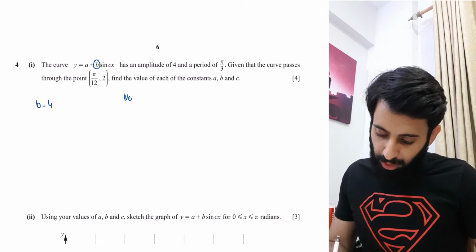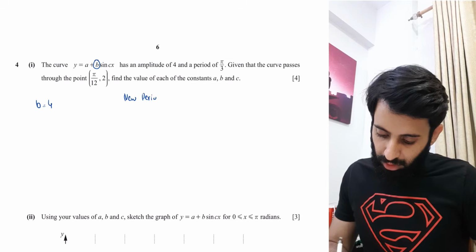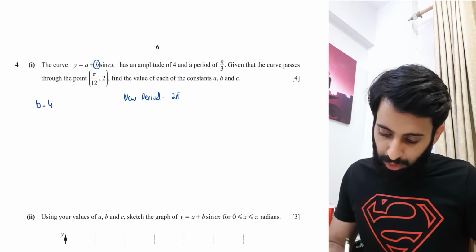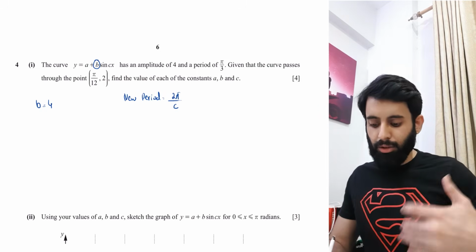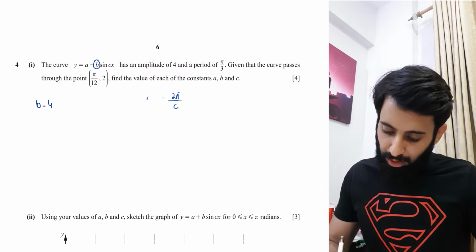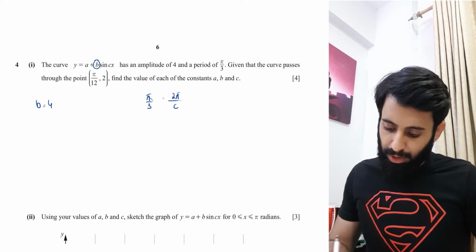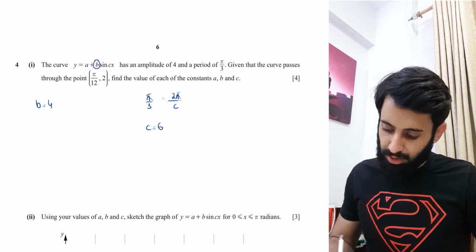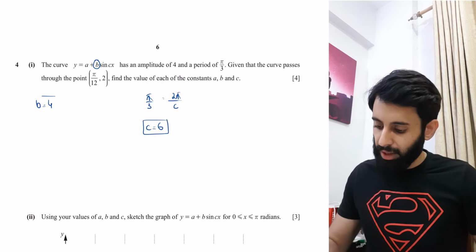So the new period is going to be worked out by taking 2 pi and dividing it by the coefficient of x, which in this case is c. So I'm going to replace the new period by pi by 3. So pi and pi get cancelled out, and we're looking at c is equal to 6. So we have the value of c also, we have the value of b also.